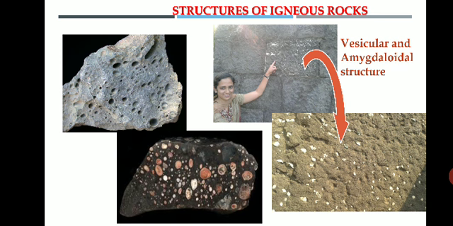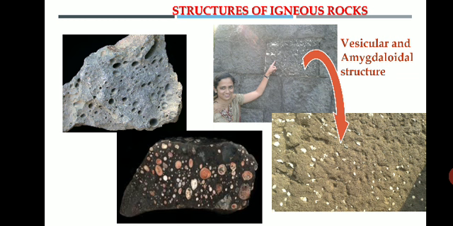The igneous rocks show a variety of structures. In that, we'll first discuss the vesicular and amygdaloidal structure. What is meant by vesicular and amygdaloidal structure and how are they formed? You have seen how the magma comes out on the surface and erupts, right? Then we call it lava. Most lavas are heavily charged with gases and vapors.